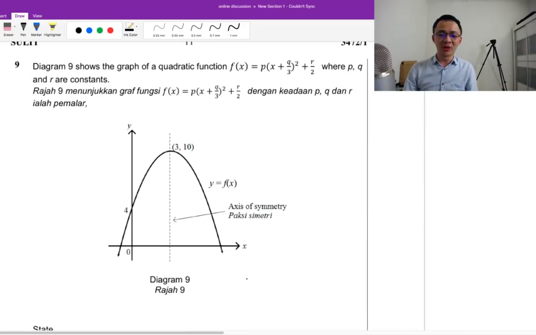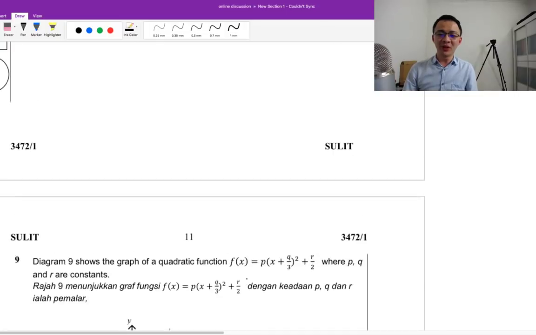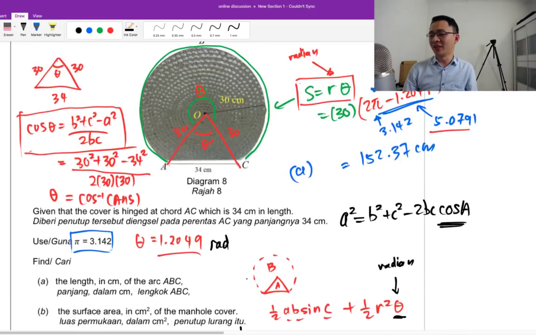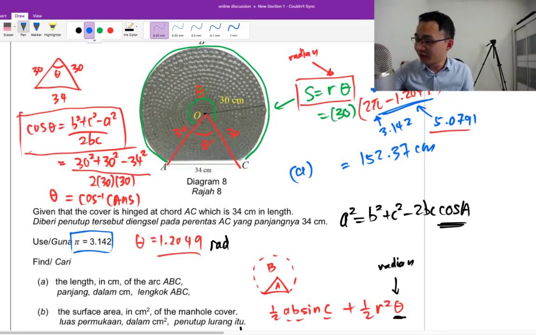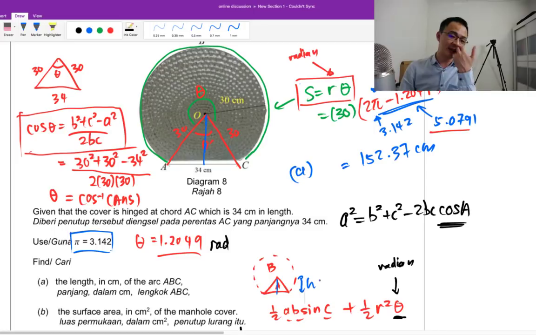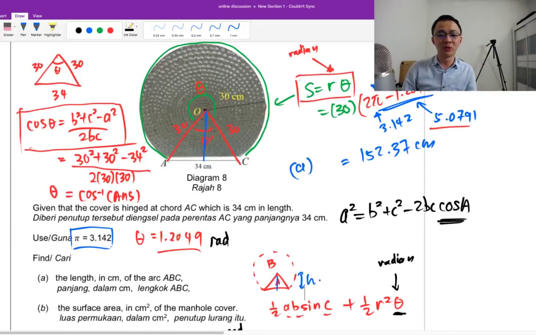Can I use the normal triangle area formula? Okay, if you want to use the normal triangle formula, which is half multiply base multiply height, you need to find the 90-degree height first. That means for the triangle, you need to know what is the 90-degree height. If you can find a 90-degree height, yeah, you can use the normal formula to do that.